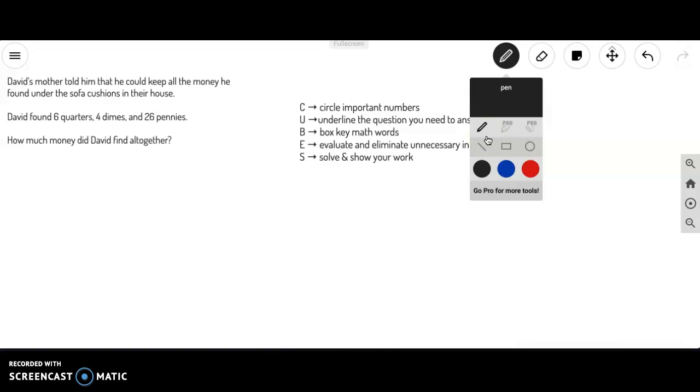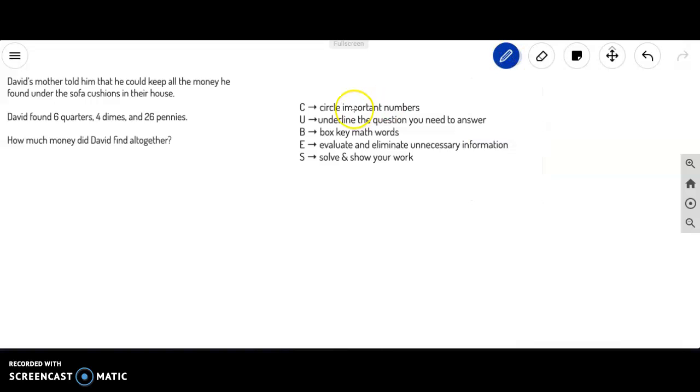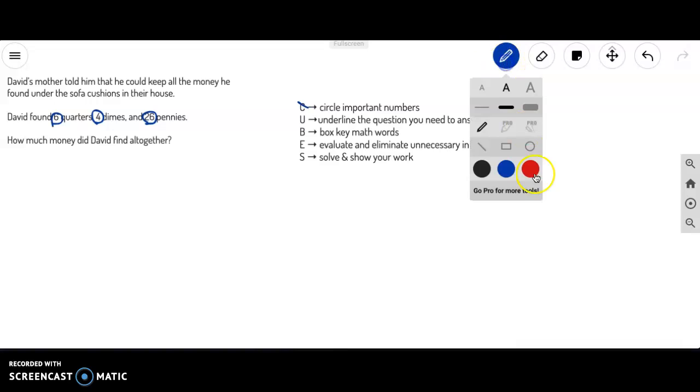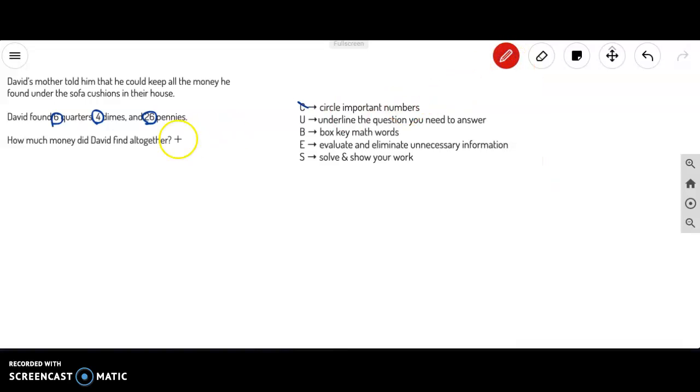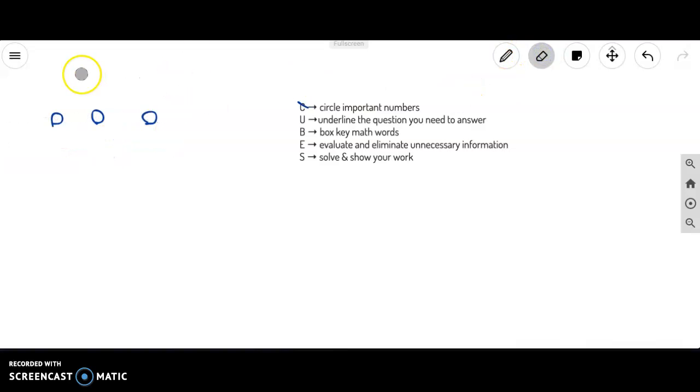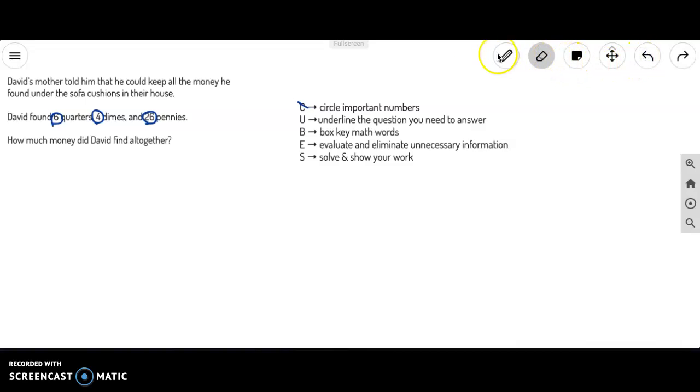So I will use my blue marker first. We need to circle important numbers. So we have 6, 4, and 26. Check. We need to underline the question you need to answer. So how much money did David find altogether? Straighten that out. There we go. Okay.